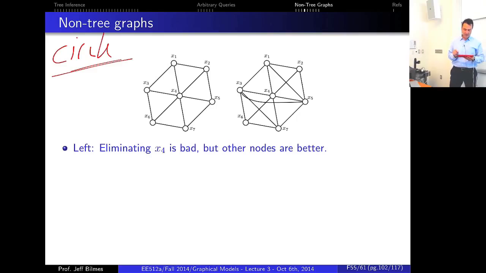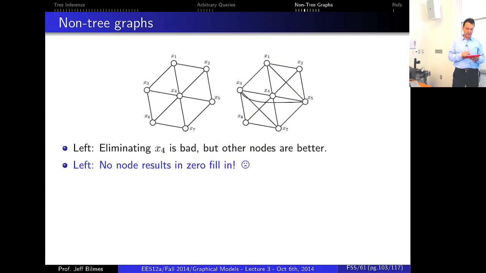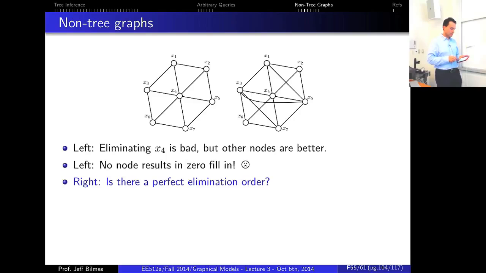But if we were to eliminate x4 first, then that would basically do the same thing we saw before. It creates a giant clique, right? On the other hand, if we eliminate some of these other nodes, we'll still have some fill-in. Like we saw, you can see some fill-in here and here. But we're not going to necessarily turn it into a giant clique. But is there a perfect elimination ordering in this graph? No, because no matter what vertex we eliminate, there's always going to be some neighbors that are not connected to each other.